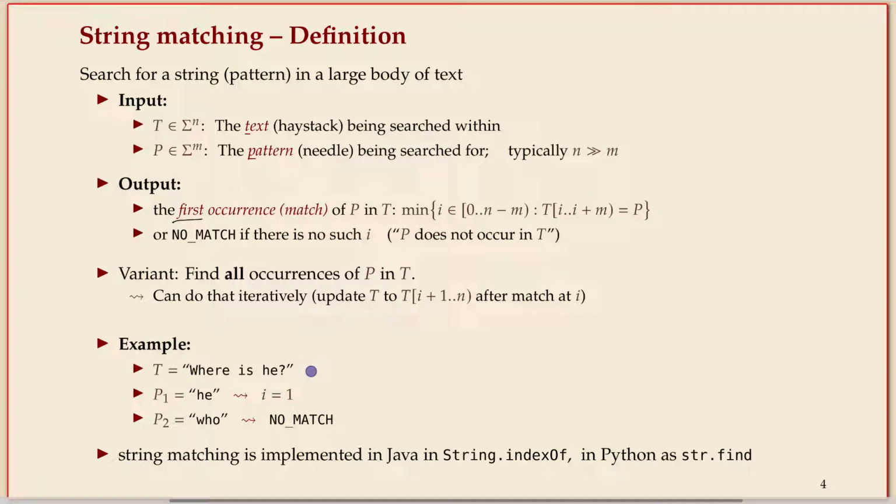A quick example, here's a text and here's a pattern. Now our problem says find the first occurrence. And so it occurs here. And remember, we start counting at 0, so that's return value 1 because that's at index 1. And for another pattern which does not occur, you should return no match. Okay? Good.